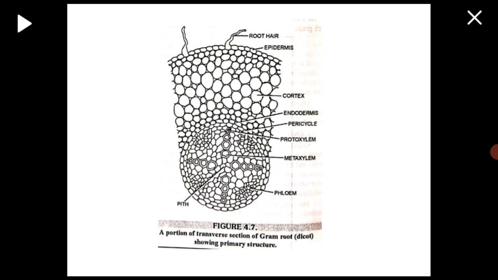Sometimes the cells of the cortex are arranged in definite patterns, such as in concentric layers or in radial rows. The cells are usually oval or rounded in shape. The cortical cells do not possess chloroplasts except in aerial roots of Tinospora, but store starch grains. Collenchyma is absent, but in some halophytes the cortex possesses sclereids or stone cells. Some roots possess fibers and latex cells in their cortex.